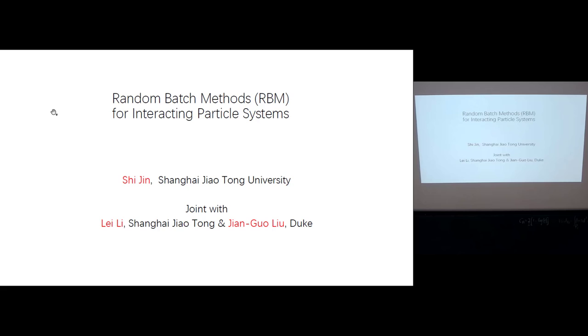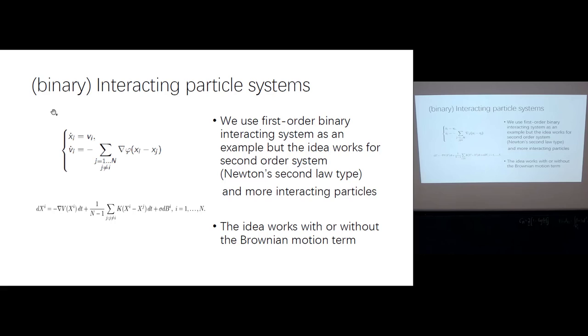All right, so particle system is something we all know about. It arises everywhere. This is basically Newton's second law: dx/dt equals v, and dv/dt, which assuming mass is 1, is the acceleration, equals the force. And here the force is due to the interactions between particles. So each particle, xi, will interact with all the other particles. So this is a second order system.